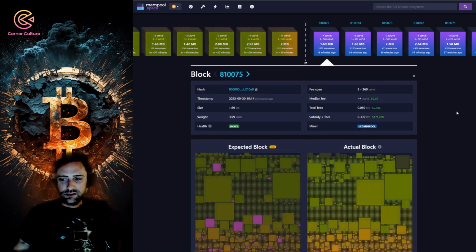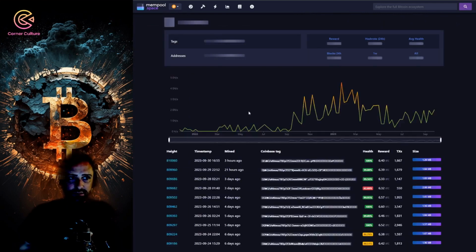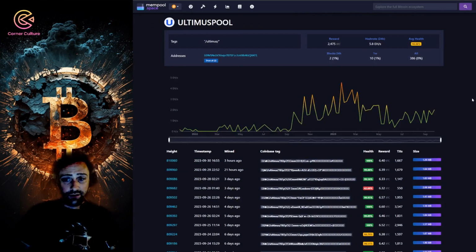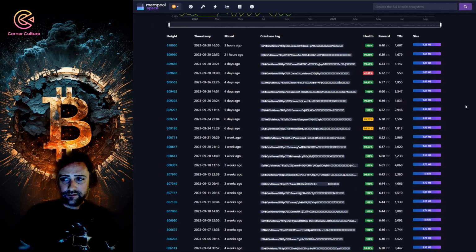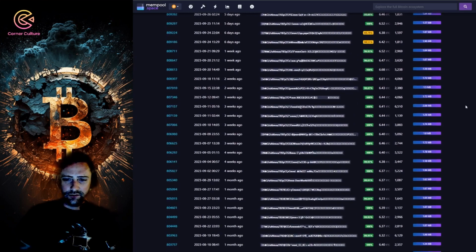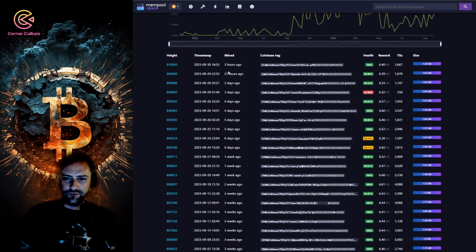But when the block does get solved, the cool thing you can see is who solved it. You can see the miner that solved it. So this is Ultimate Pool. I don't know anything about Ultimate's pool, but looks like they've solved some blocks, so they must be a pretty big pool. They've solved 2 blocks in less than 24 hours, so on average 2 blocks per 24-hour period.